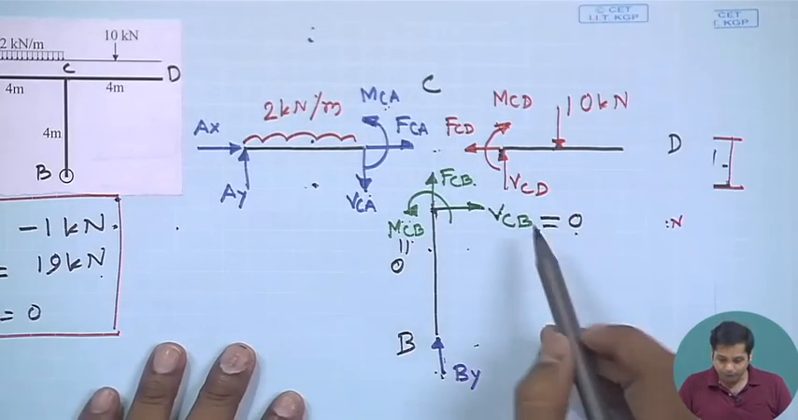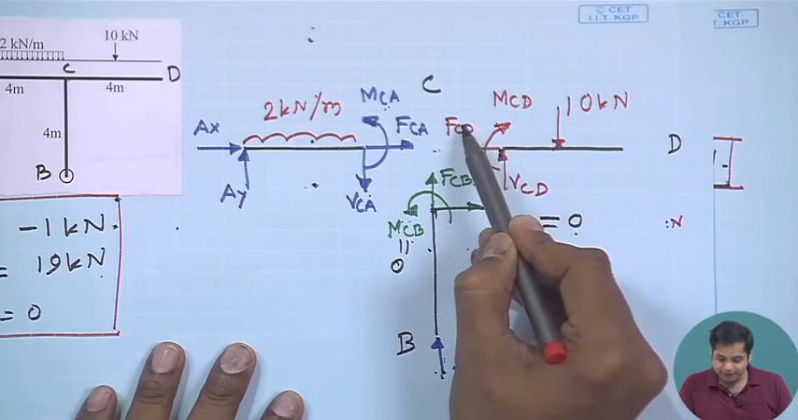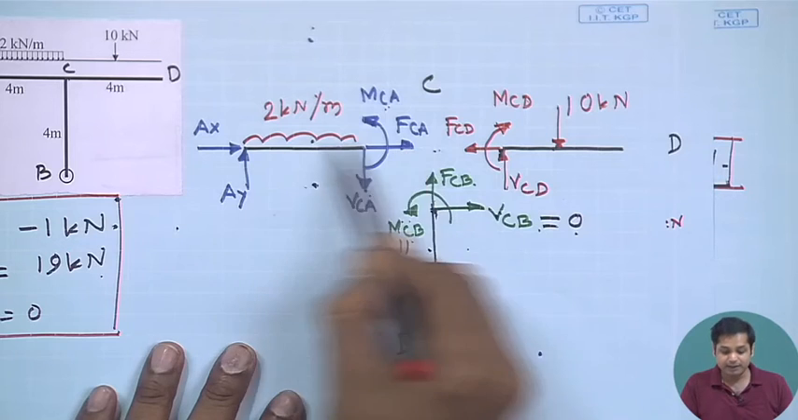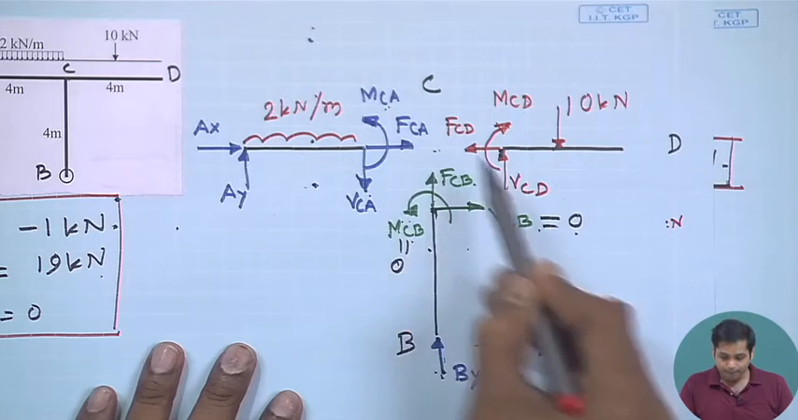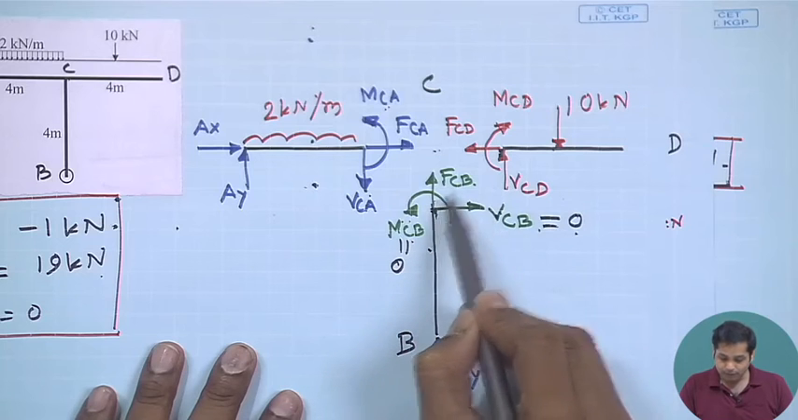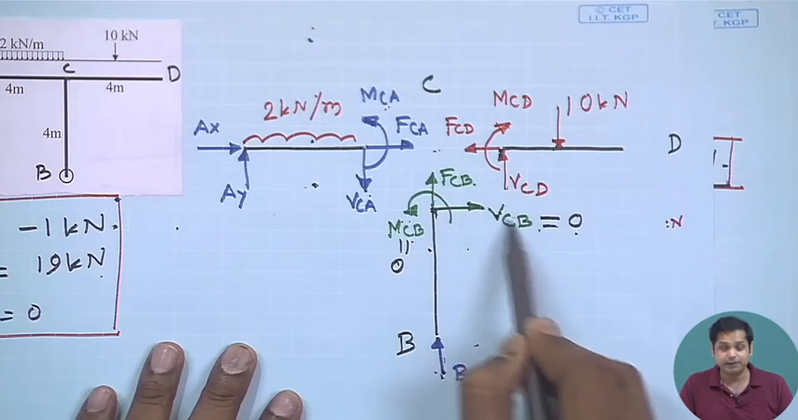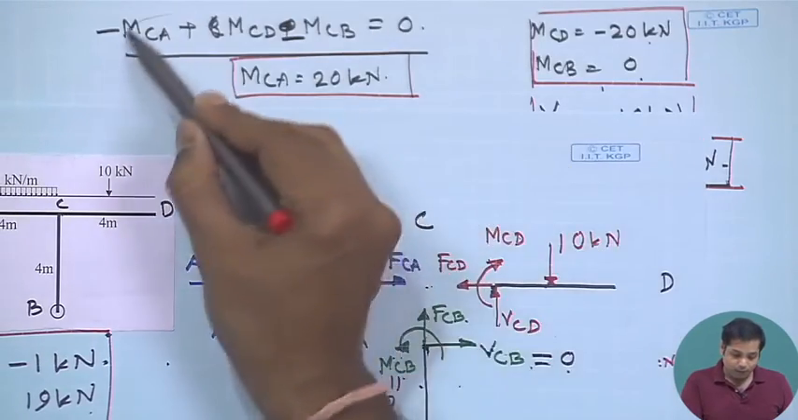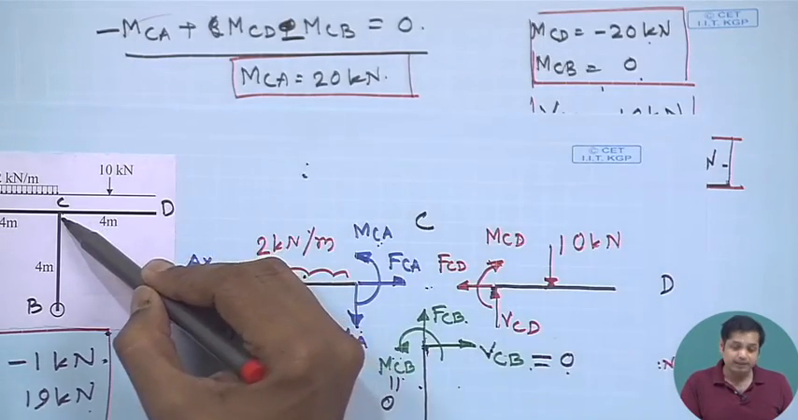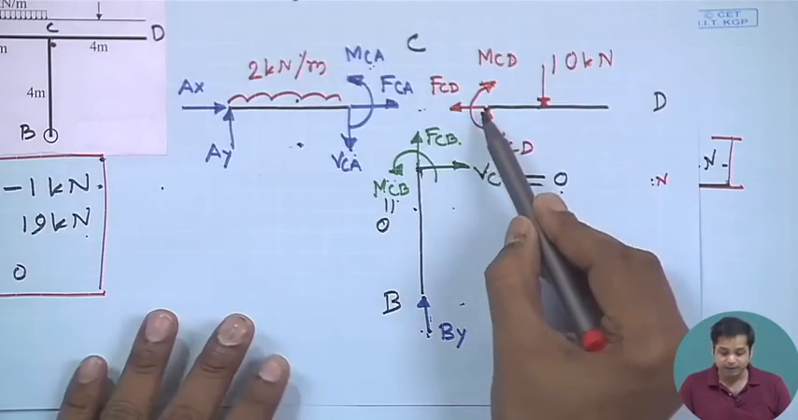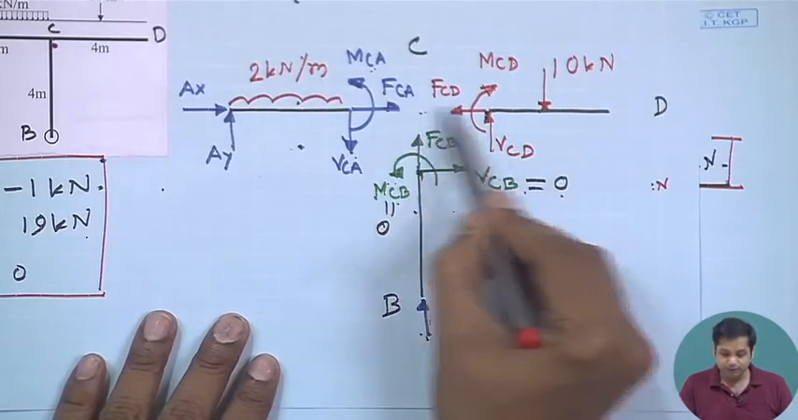One other important point, see FCD is the axial force for this member, FCA is the axial force for this member, but the same FCB will be in this direction your shear force is VCB. Okay. Now, similarly, the way the equilibrium condition is satisfied through moment at this point, similar equilibrium condition can be satisfied through these forces as well.